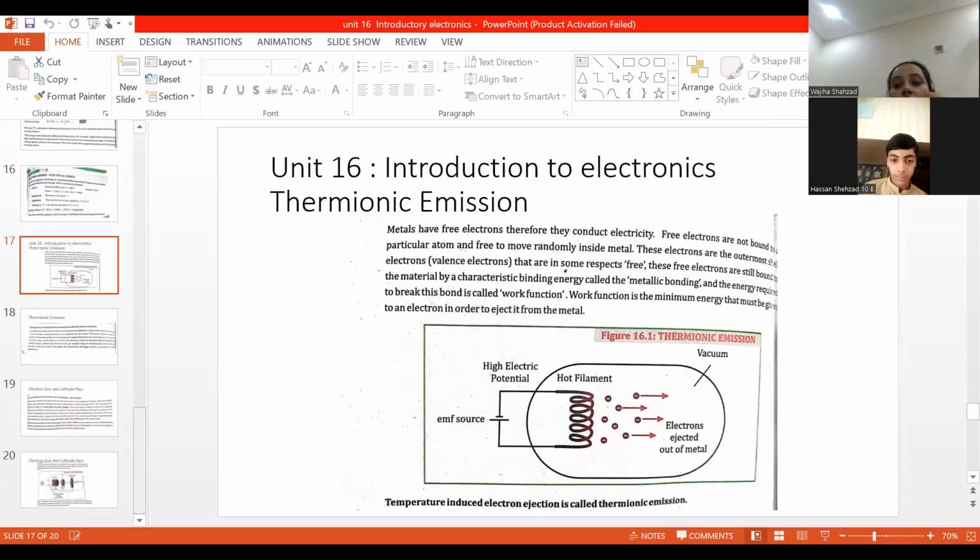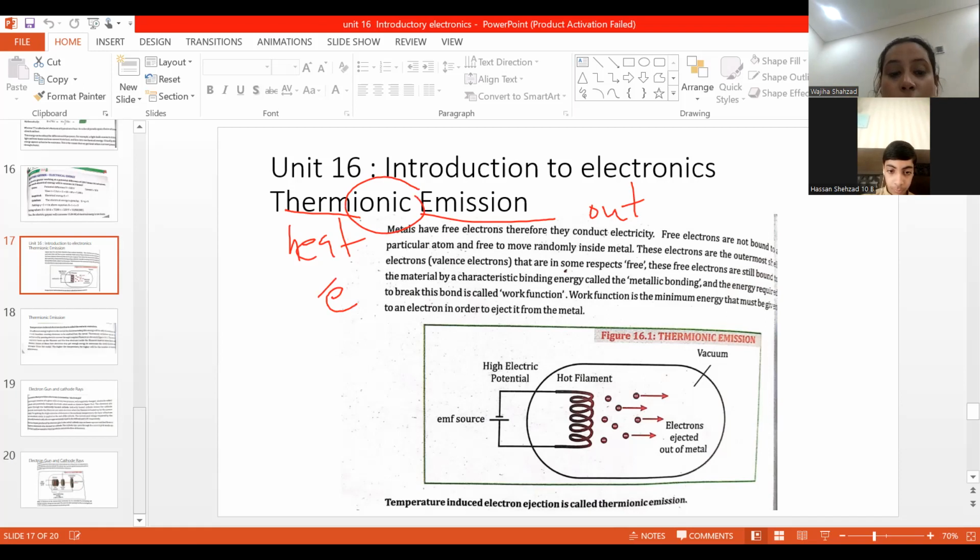Okay, we have discussed one topic of cathode rays in school. So we are going to start the other topic, that is thermionic emission. Now, what is thermionic emission? Therm means heat, right? Emission means out. So we are taking the energy out from the electrons. This process is known as thermionic emission.